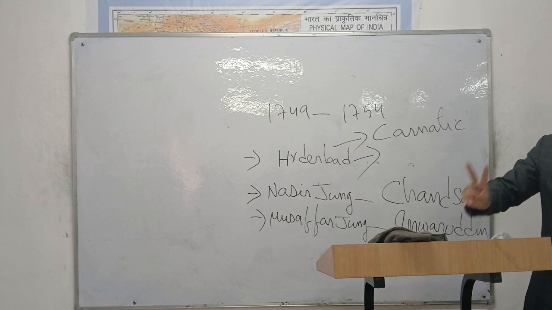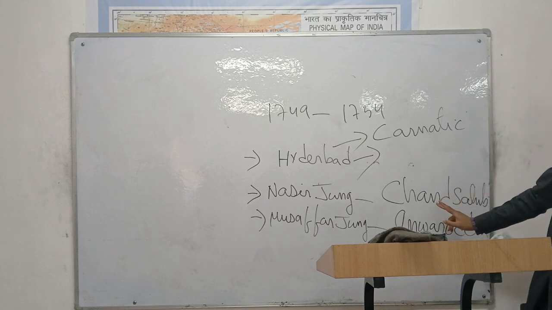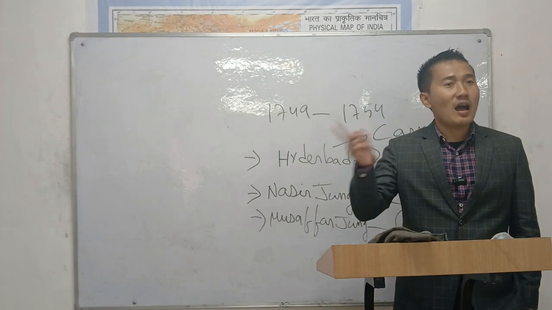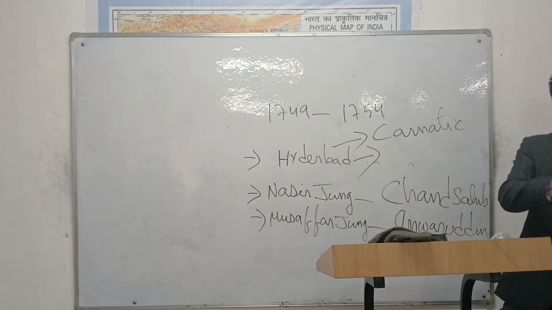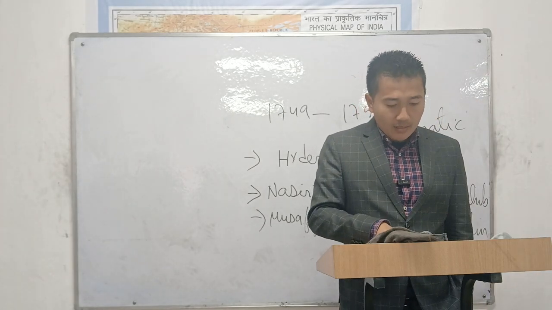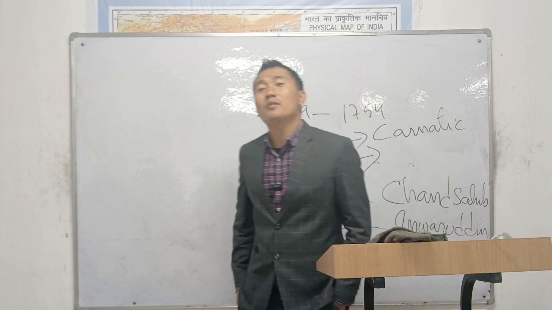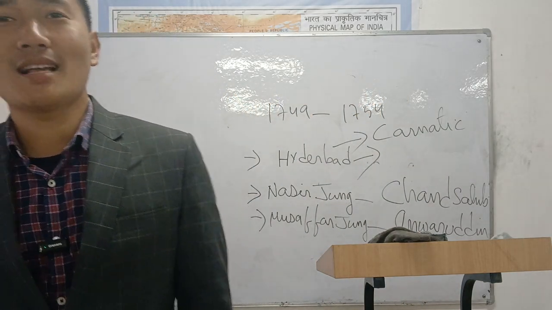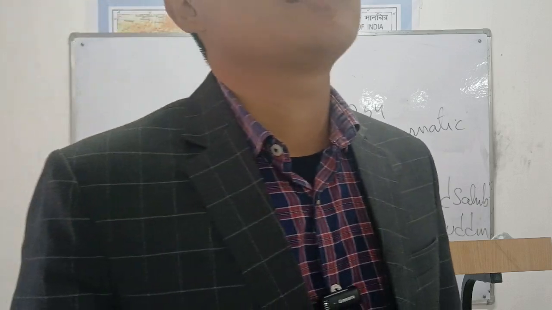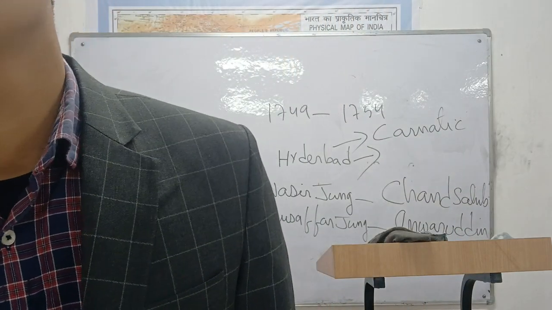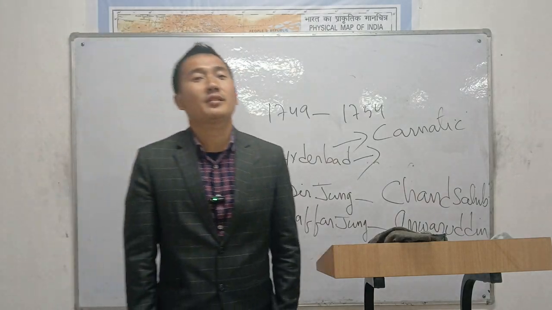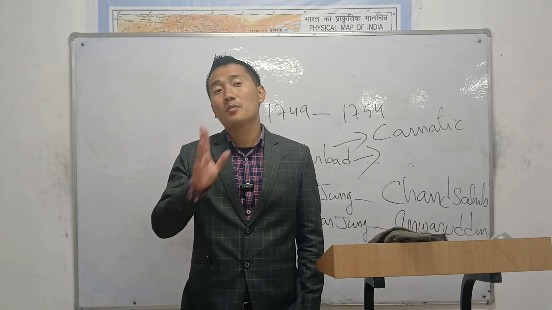In the Carnatic, there are two persons who want to be the ruler: Chanda Sahib and Anwaruddin. Chanda Sahib took the help of the French, whereas Anwaruddin took the help of the English. Because of this reason, the Second Anglo-French War occurred in the year 1749. And it ended only in the year 1754 by the Treaty of Pondicherry.